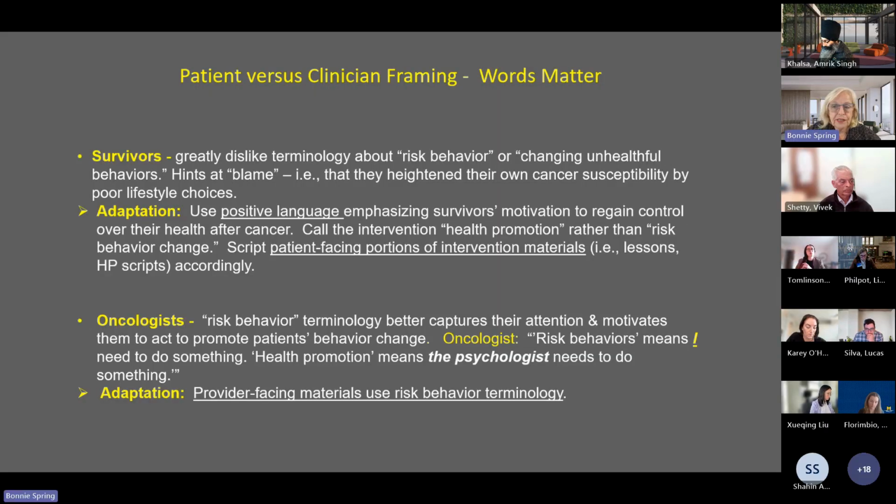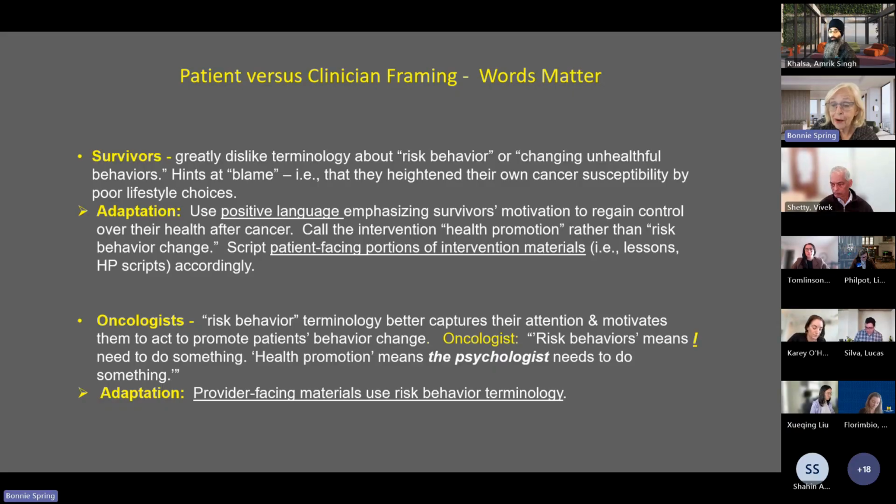We learned in the course of this that there were some very interesting things about how we had to frame our intervention messaging. We found, from the patient interviews that we did, that survivors really do not like terminology about risk behaviors. They thought it blames them, makes them feel responsible, and it's discouraging, it's demoralizing. What they wanted was positive language. So we script all of our materials to them to talk about health promotion, regaining health. We never talk about risk behavior change to them.